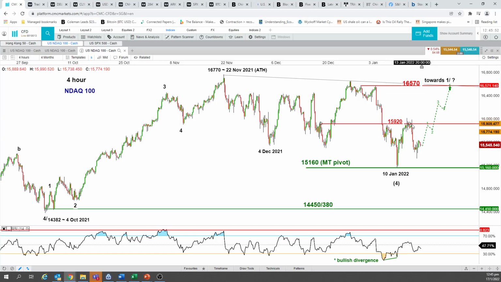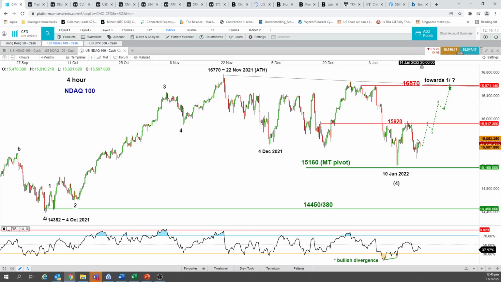A break of this level should take us, as a first step at least, towards this descending resistance that has been in place since the all-time high of 22nd November 2021, now acting as resistance at 16,570, which also corresponds to the minor swing high area of 30th December and 4th January this year. Right, so no change to our bullish buyer strategy on the NASDAQ 100.